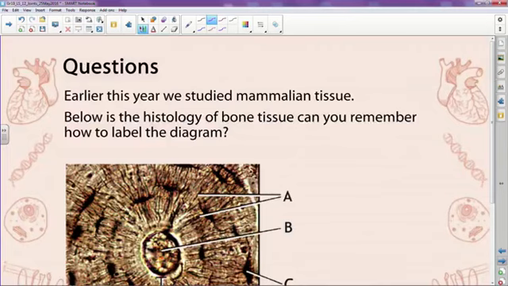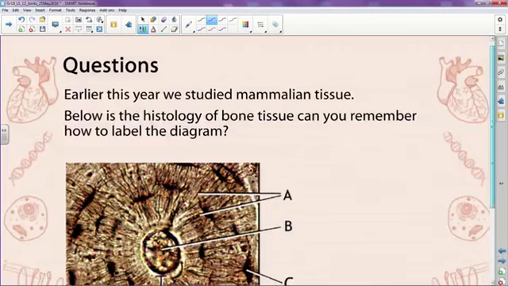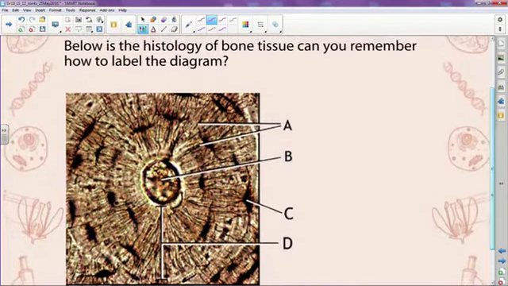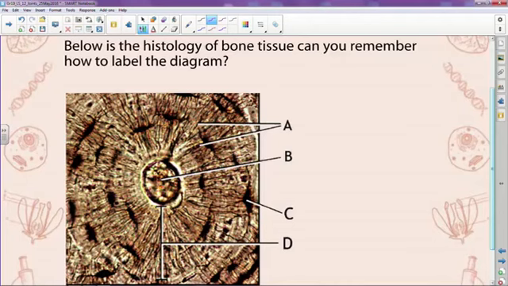Now, the first thing that we need to start off with is just a quick recap of what bone tissue looks like. I hope you've got your resources and your textbooks open, because I'm going to ask you quickly, here in front of me is a diagram of bone tissue. I'm not even going to ask you what it is. I'm going to give you 1 minute. All I want you to do is quickly see if you are able to label structures A, B, C, and D. You've got 1 minute. It starts now.